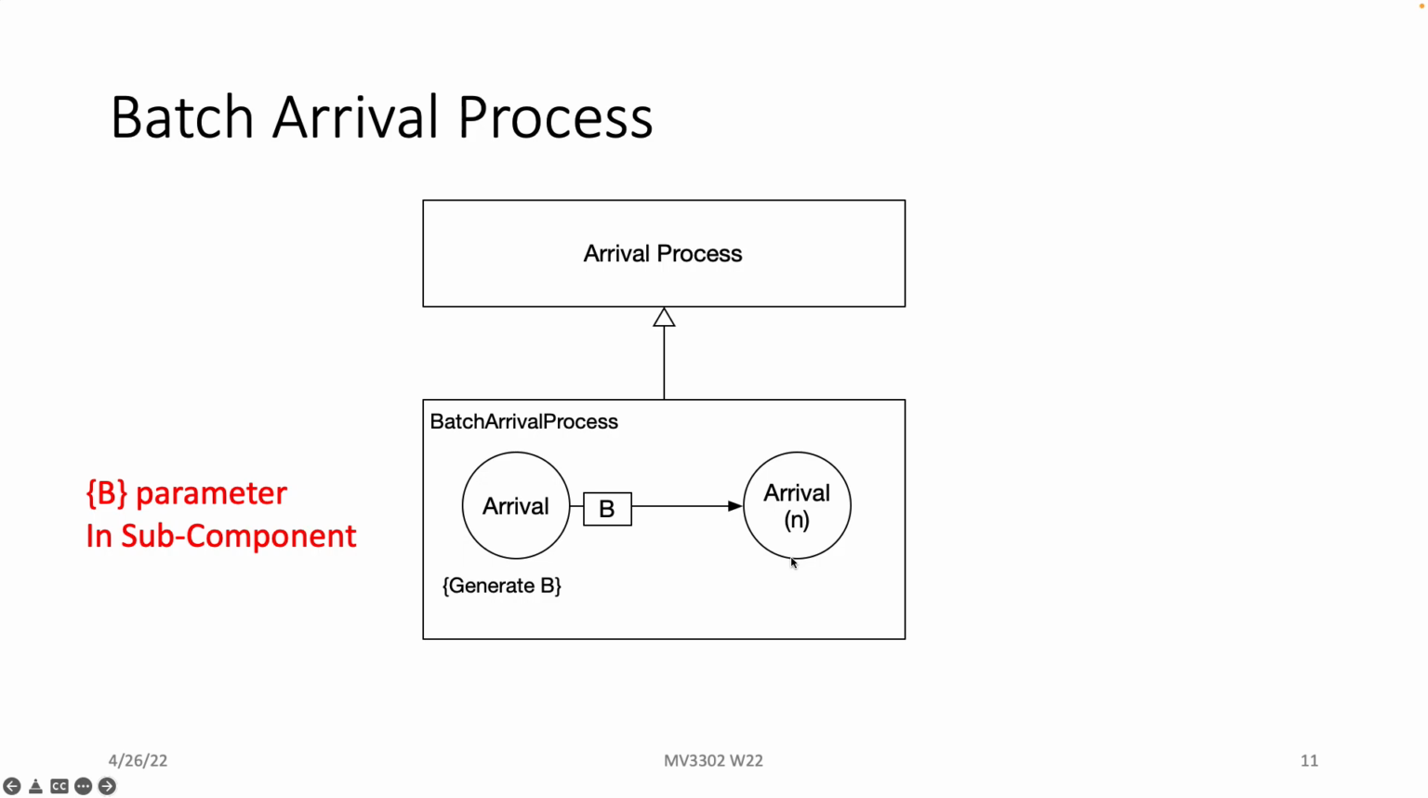The same trick here. So we're going to have a sub-event component of arrival process, but now we add our parameter b, which is the batch size. So every arrival, we're going to generate the b and pass that to, or schedule an arrival event with that as its argument.